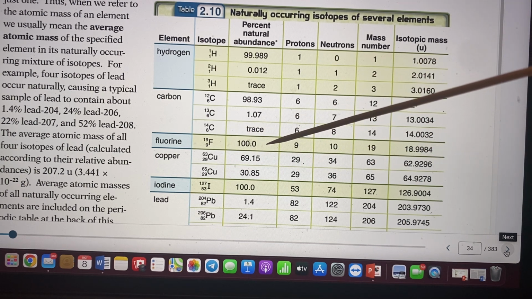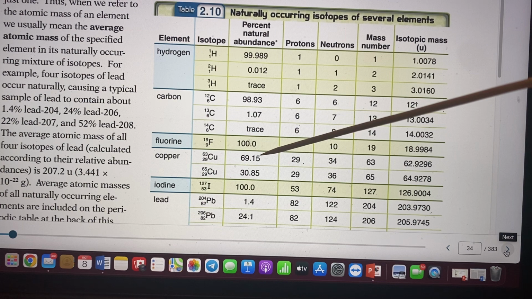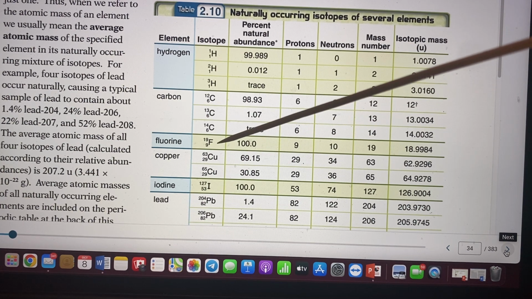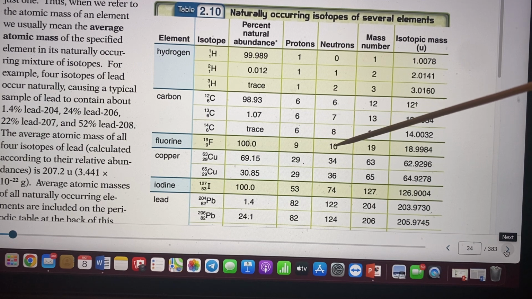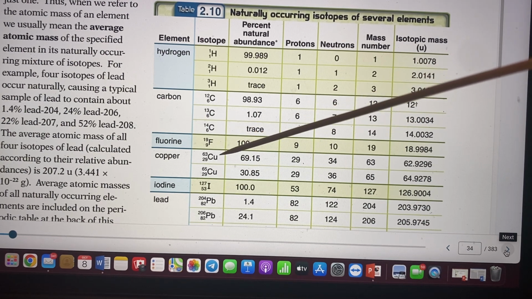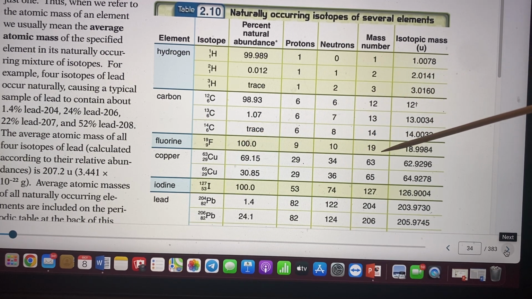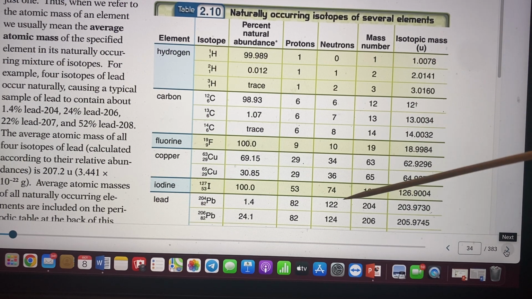Same with fluoride. You have fluoride here. You have the percent. 100% of fluoride is 19. So it would be 9 protons. So 19 minus 9 would be 10 neutrons. Mass number would be 19. And we find that the isotope mass number is close there. It's 18.9984. So this is the exact mass number, the isotope mass number.